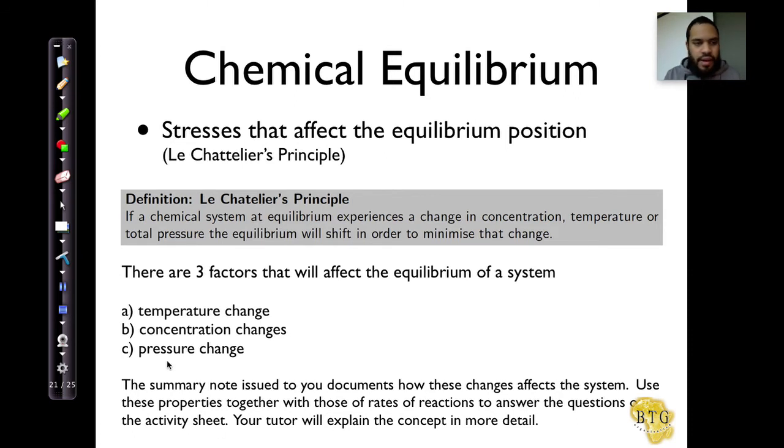Okay, right, so let's look at this in detail. So let's look at, firstly, a change in concentration, right? I'm going to list that over here, concentration. Okay, so what happens with concentration?